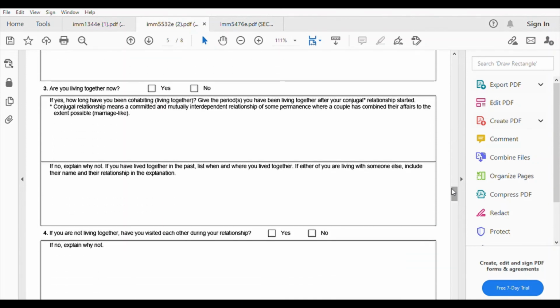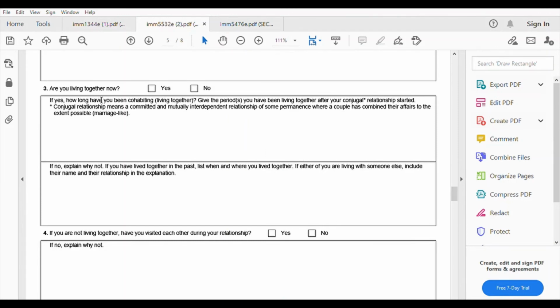Are you living together now? So if you are in a common law partner relationship, for sure you are living together now. But for other cases like conjugal partner or spouse, if they are not living together right now, you mention no.